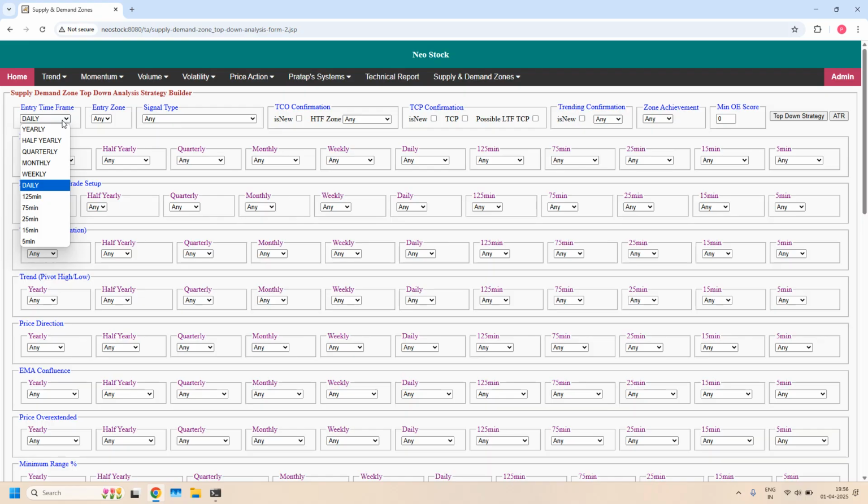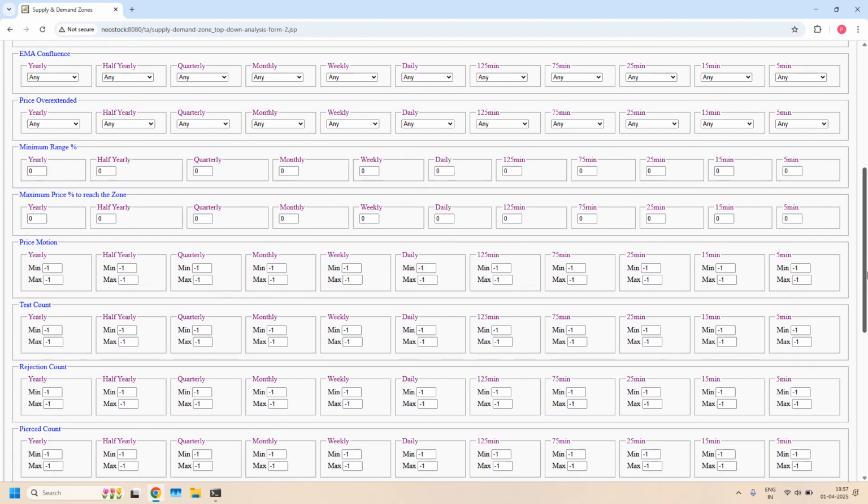Bullish trade setup daily income trade, entry time frame 15 minutes, entry zone demand zone, bullish or bearish trade setup at 15 minutes. I'm selecting bullish. Zone achievement violated opposing zone, minimum odd enhanced score 12, and also 15 minutes demand zone should not be pierced.